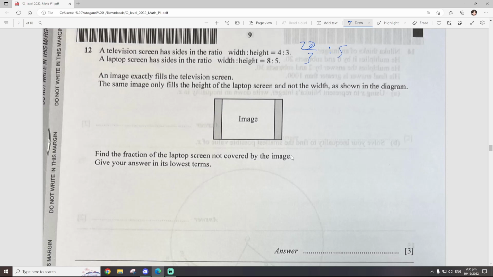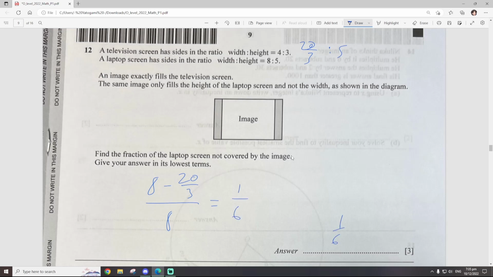So the fraction of the laptop screen not covered by the image. To do this, we consider the excess. So the excess width in units, 8 minus 20 over 3, and divide it by the units of the width of the laptop screen, which is 8 itself, and then simplify this. 8 is 24 over 3, so you get 4 over 24, which is 1 over 6.